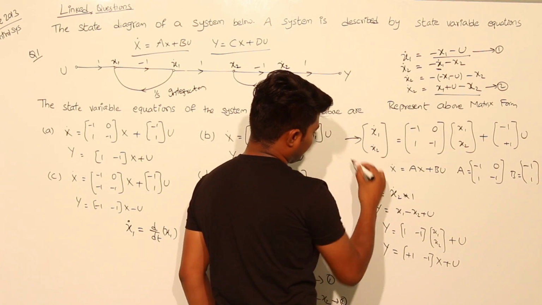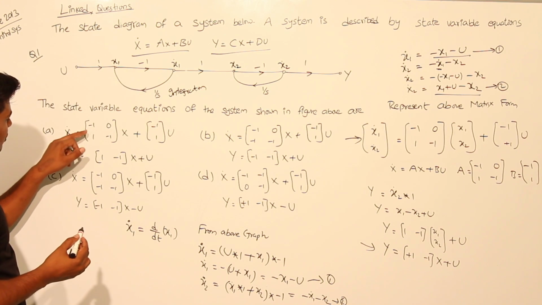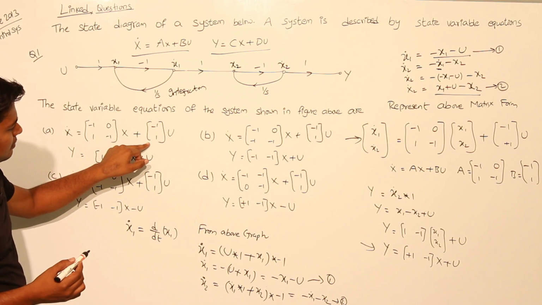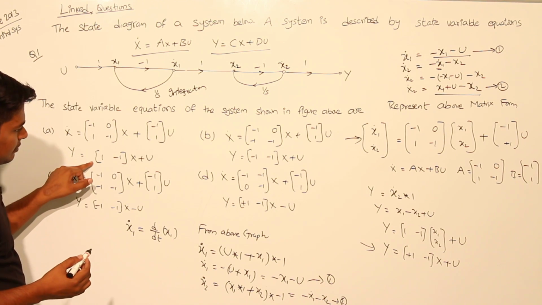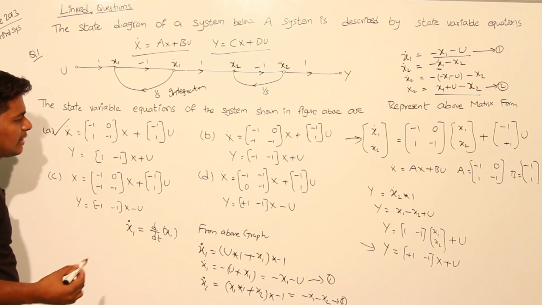This is the first thing, this is the second thing. If we compare, x dot equals [-1 0; 1 -1] x plus [-1; 1] u, and y equals [1 -1] x plus u. So option A is the correct answer.